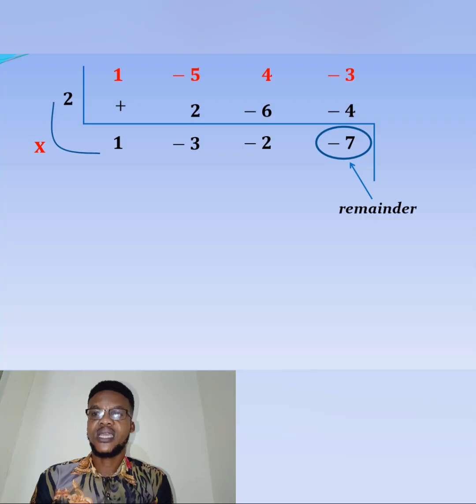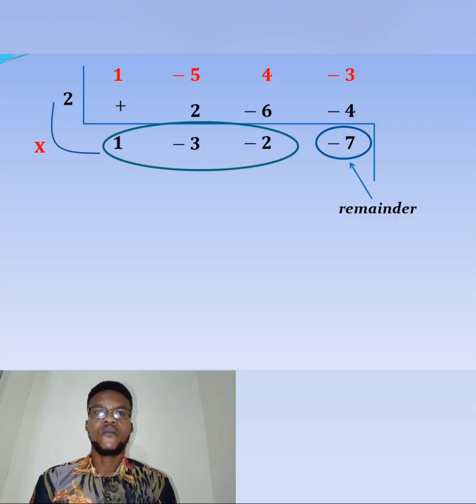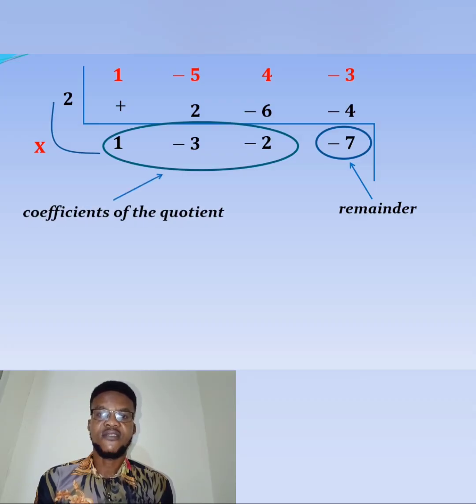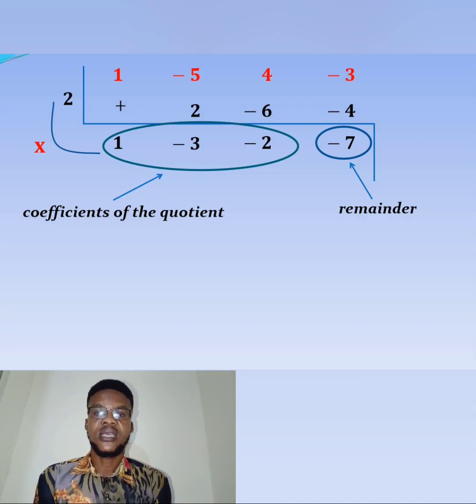So once you get that, then you also need to get your quotient. And how do you get the quotient? You get the quotient from these values. So the rest of these values become the coefficients of the quotient. Because anytime you are writing the quotient, it is the coefficients that you use. Have you gotten that? So the rest of the numbers are the coefficients of the quotient, but you need to write the quotient.